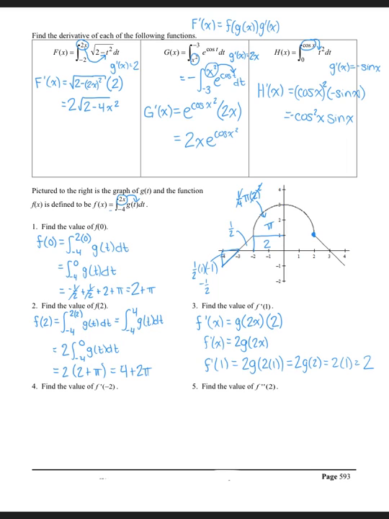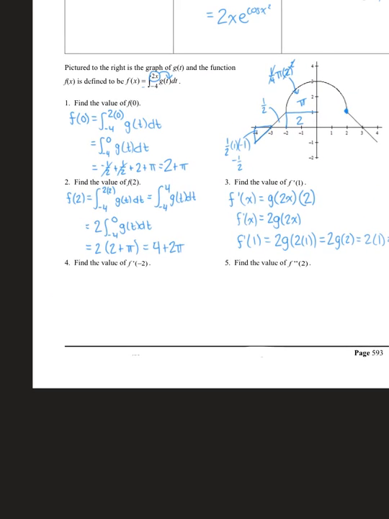Number 4 says find the value of f prime of negative 2. So again, we know what f prime of x is, we just found it. It's 2 g of 2x. So f prime of negative 2 is going to be 2 times g of negative 4. If you look over here, g of negative 4 is right there, which is negative 1. So your answer is negative 2.